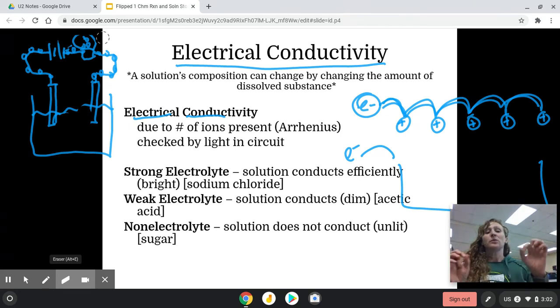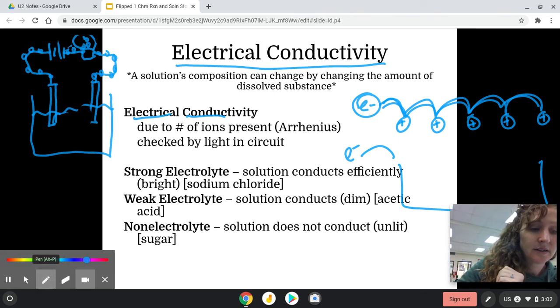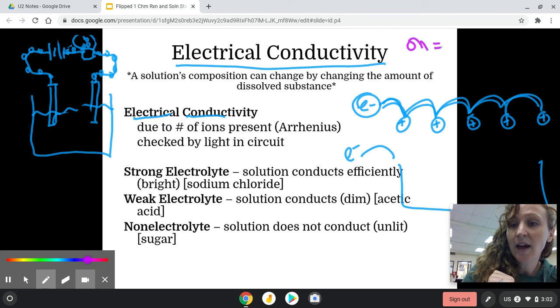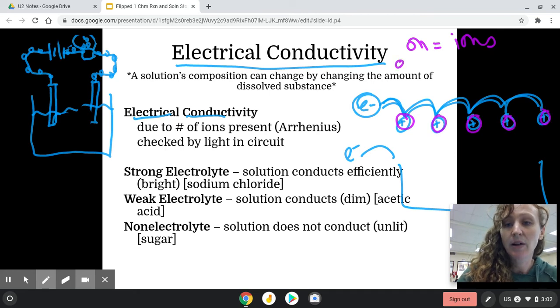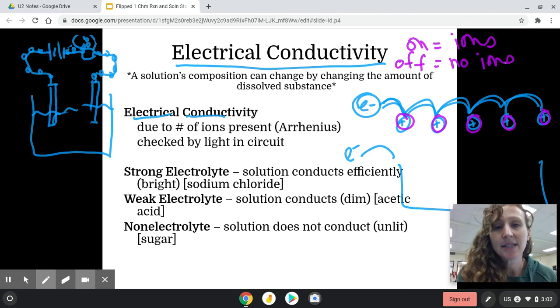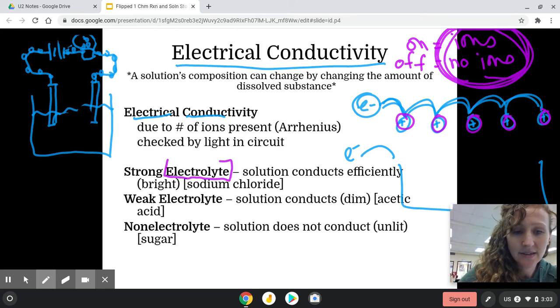So what we're checking for is if the light is on, then you have ions present because you have something there that will support the movement of the electrons. If the light bulb is off, that means there's no ions inside your solution to support that movement of the electrons. And so what we call these ions when we're checking for conductivity, we call these ions electrolytes. And that's exactly what electrolytes are.